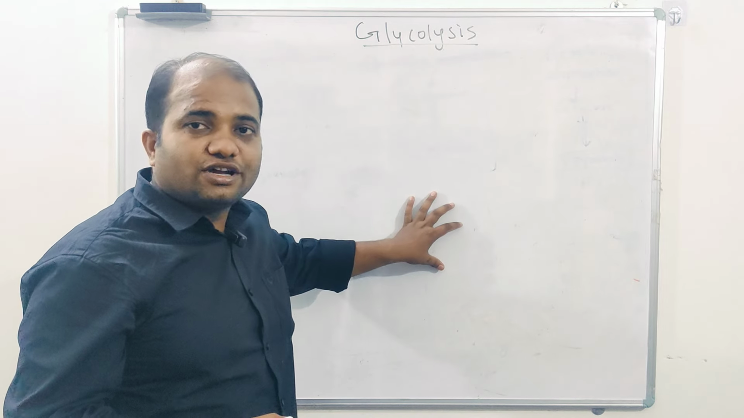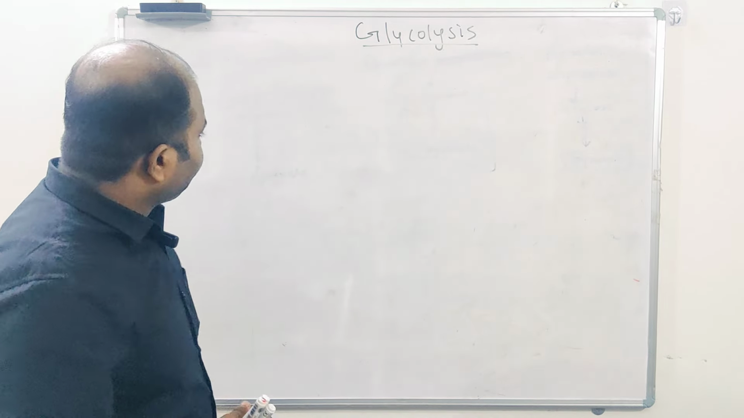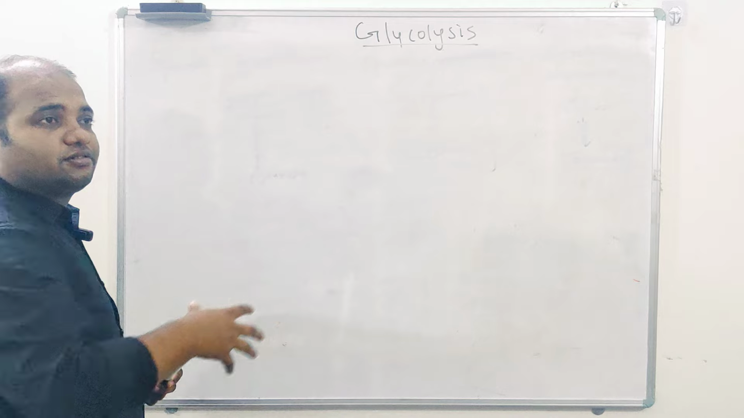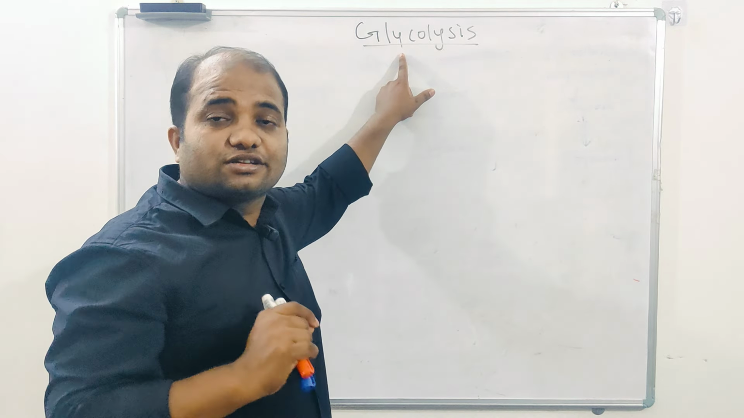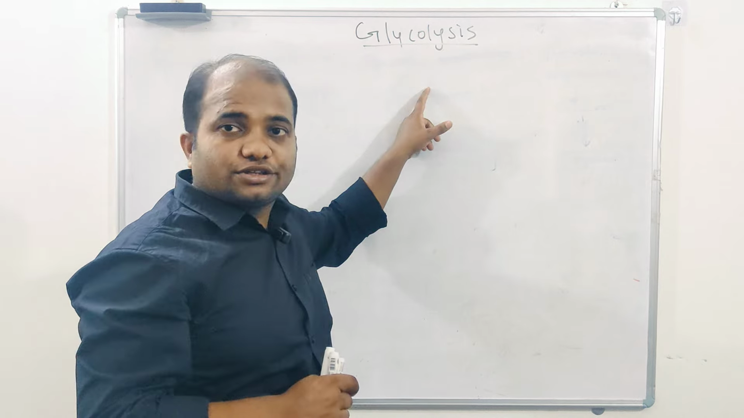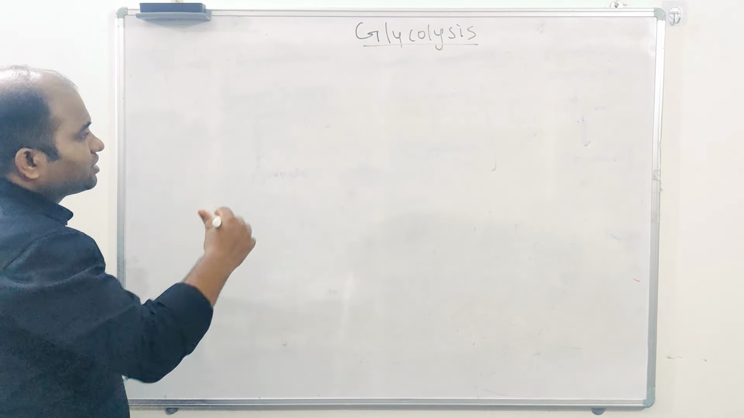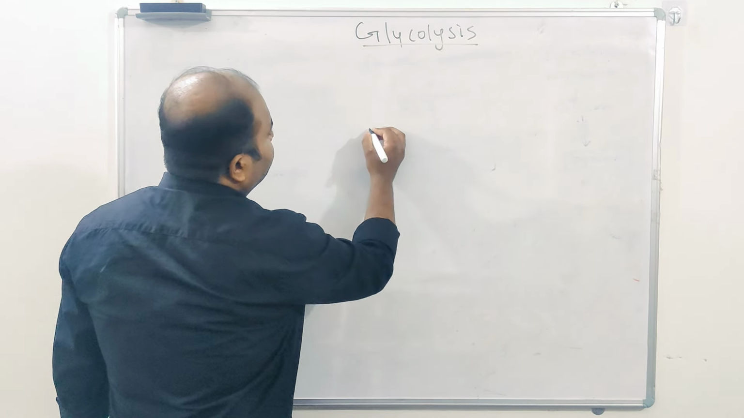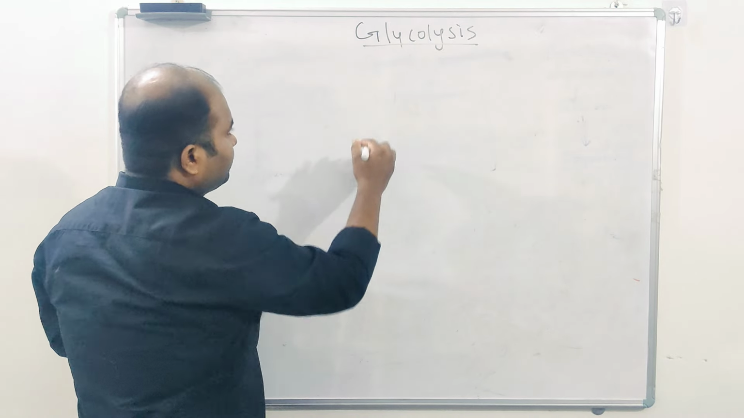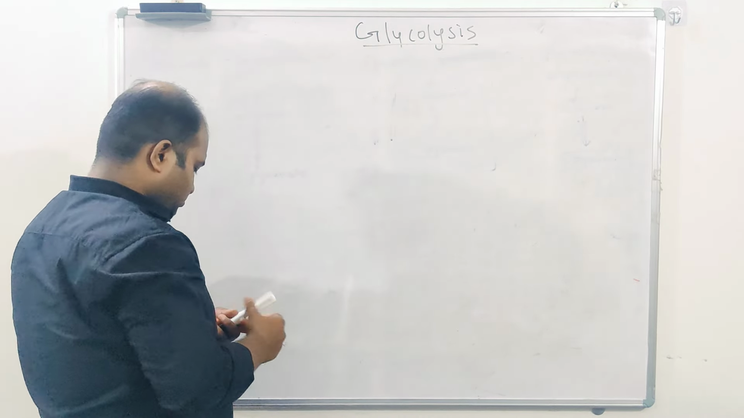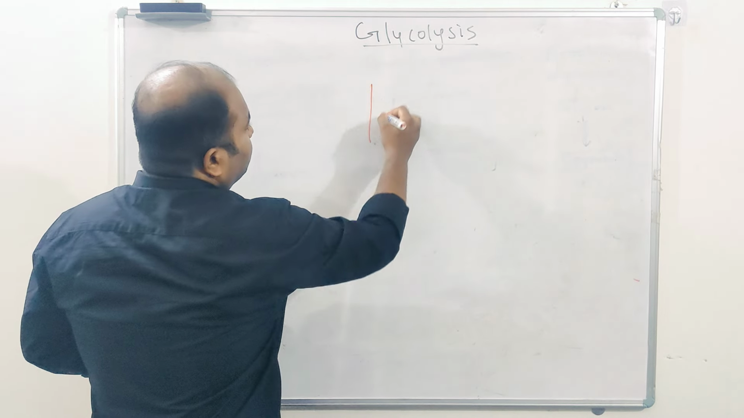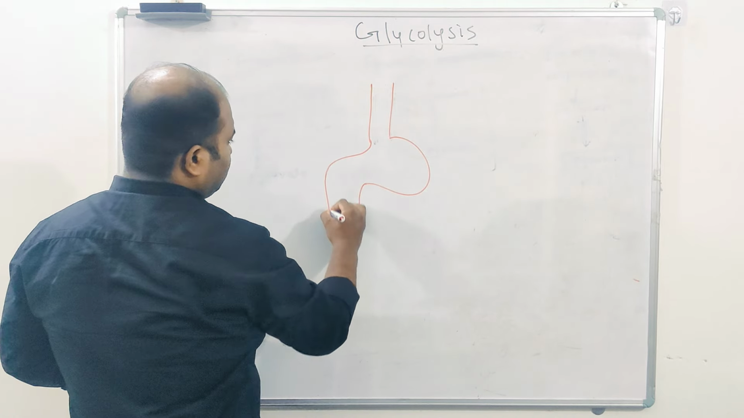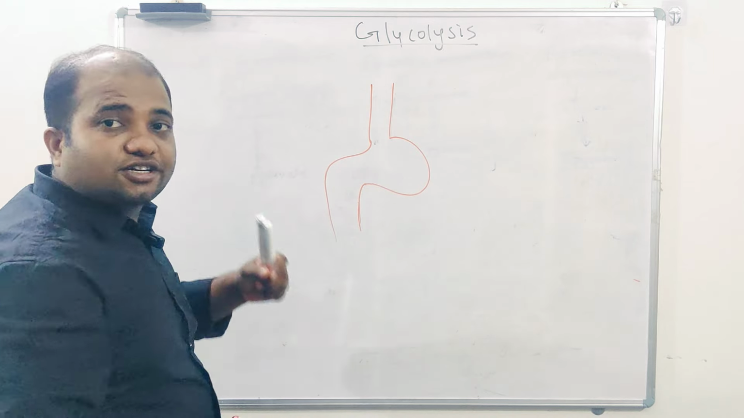The glucose can be broken down into smaller molecules, right? So glycolysis should occur in the cell, and the cell needs glucose. So how does the cell receive the glucose? You know about this. I can draw here: this is your food pipe, here is your stomach, and this is your GI tract.